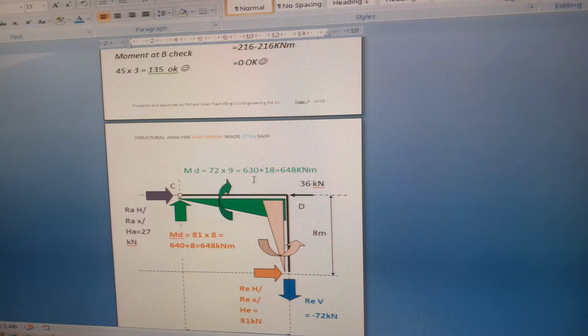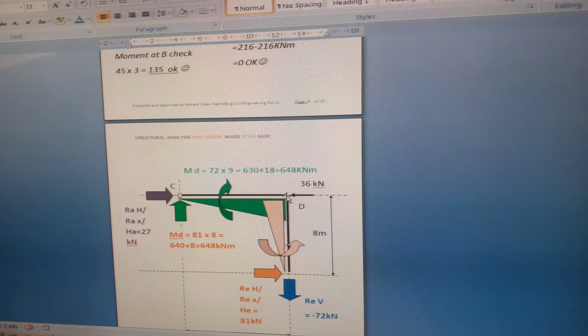72 times 9 is 630 plus 18 is 648. Let's check that by taking moments about point D, everything underneath. REH times 8 is the moment at D. 81 times 8 is 640 plus 8, 648. So that's correct because it balances out.